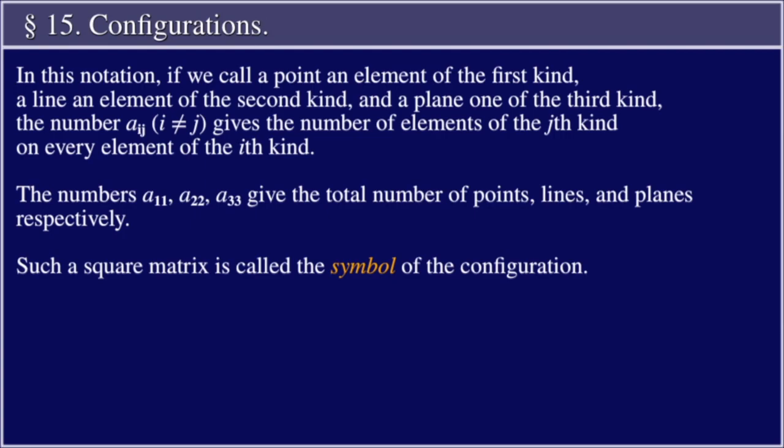In this notation, if we call a point an element of the first kind, a line an element of the second kind, and a plane one of the third kind, the number aij with i not equal to j gives the number of elements of the jth kind on every element of the ith kind. The numbers a11, a22, a33 give the total number of points, lines, and planes respectively. Such a square matrix is called the symbol of the configuration.